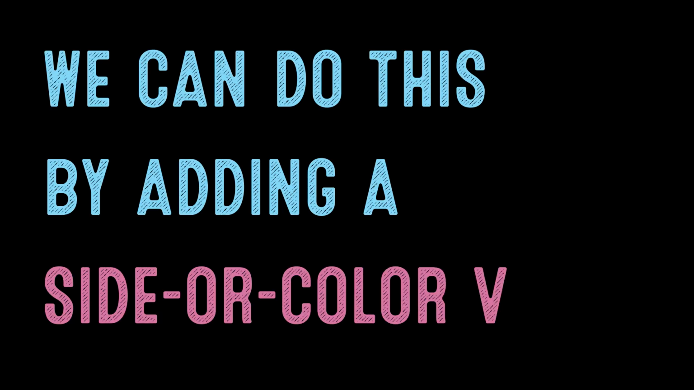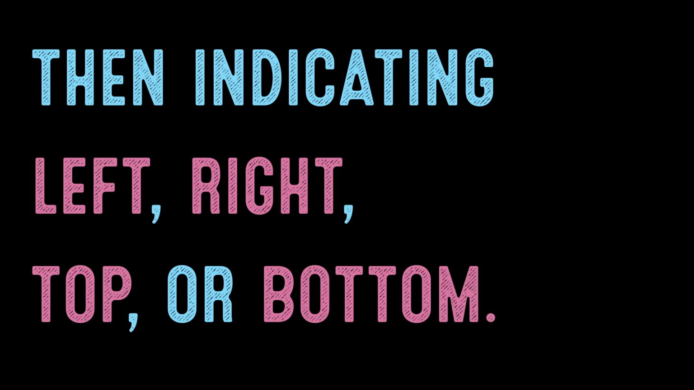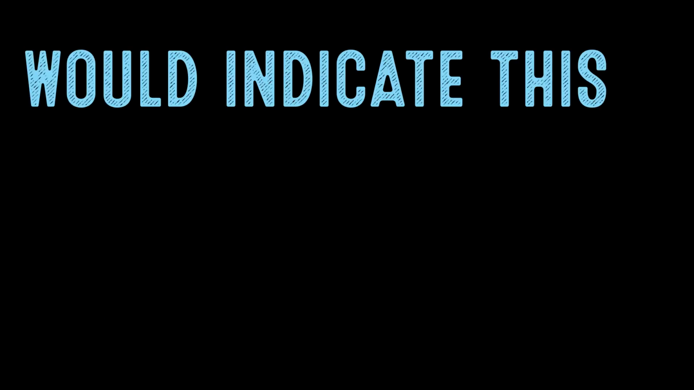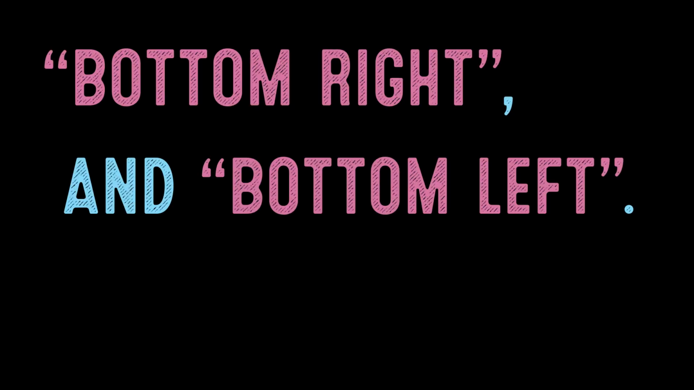How do we change the direction of a color transition? We can do this by adding a side or color value. We do this by adding the word to and then indicating left, right, top, or bottom. The default is to bottom. To go to a corner, you would indicate this by top right, top left, bottom right, and bottom left.